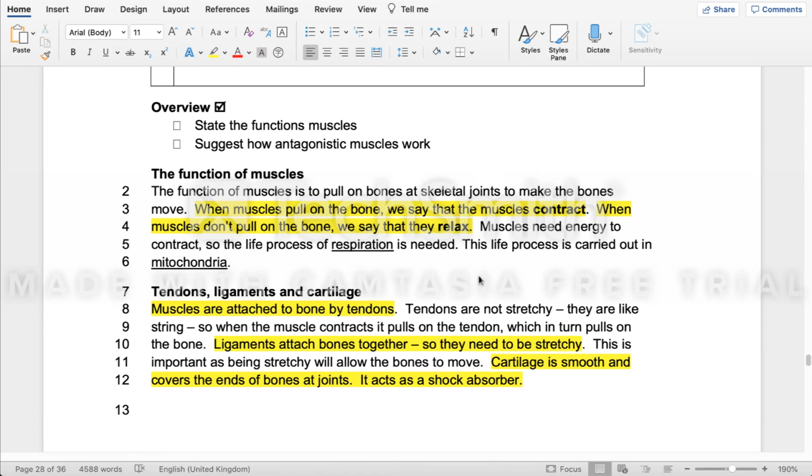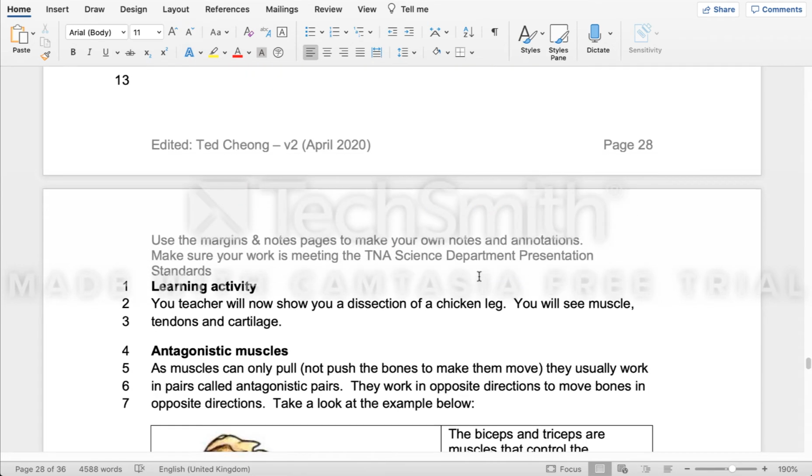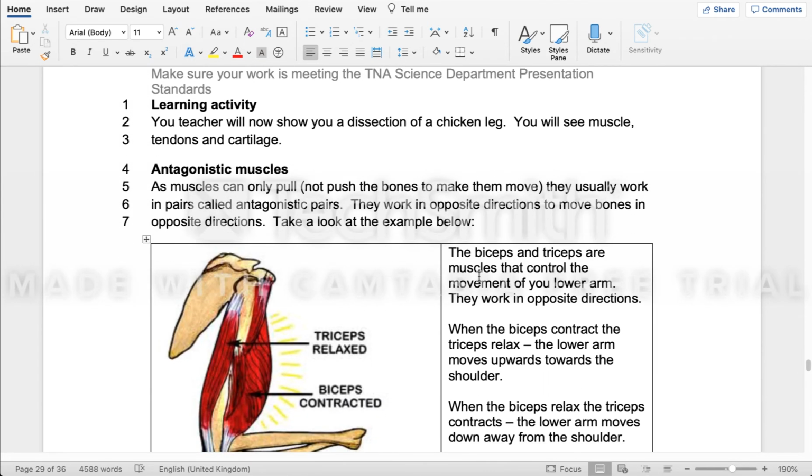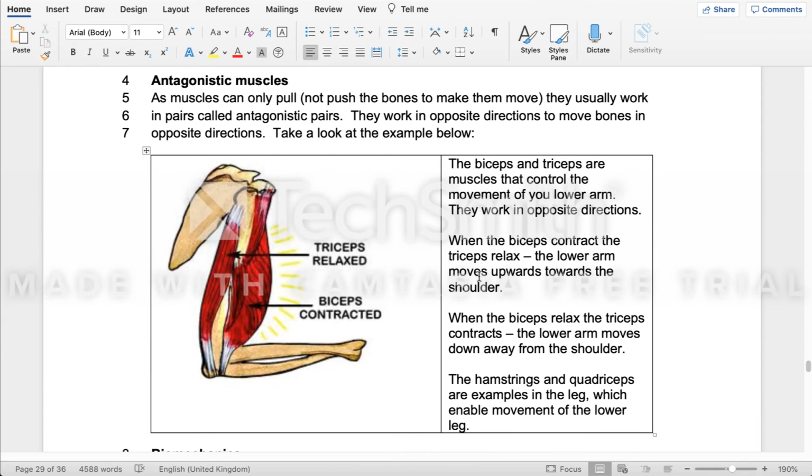All right, so now that we got that out of the way, we can move down and talk about antagonistic muscles. So, another term that you need to know for movement. As muscles can only pull, so I'm starting on line 5 here. As muscles can only pull, not push the bones to make them move, they usually work in pairs called antagonistic pairs.